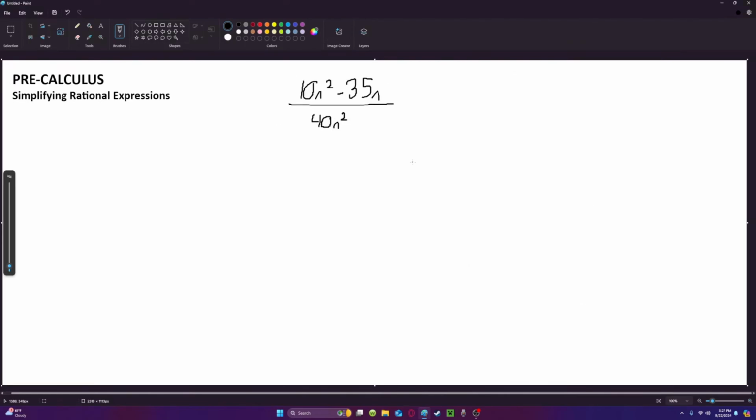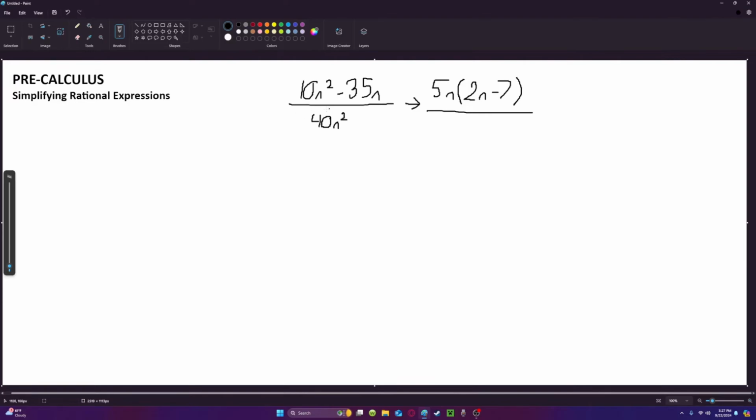Now onto our next problem. We have 10n squared minus 35n over 40n squared. This is number 2 on the worksheet. The top part would seem pretty simple, right? So we just factor out the 5, so we get 5n times 2n minus 7. Simple enough. But what about this bottom part?